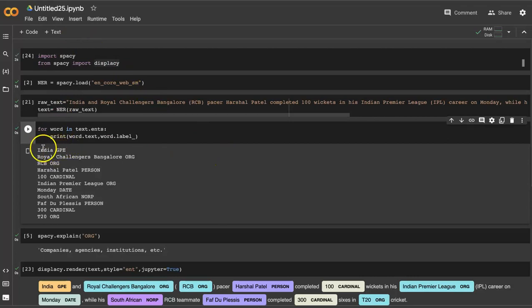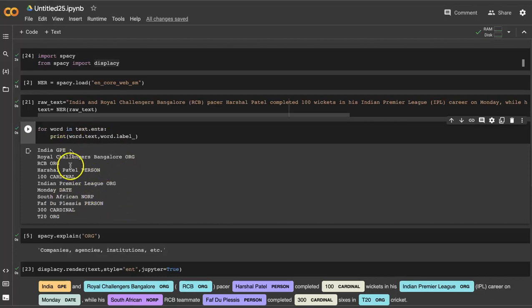Basically there are different types of named entities. So GPE is basically a location, related to the location kind of entity. RCB is again an organization. Harshal Patel is a person. 100 is a cardinal. IPL is an organization. Monday is a date. This kind of thing you can find.